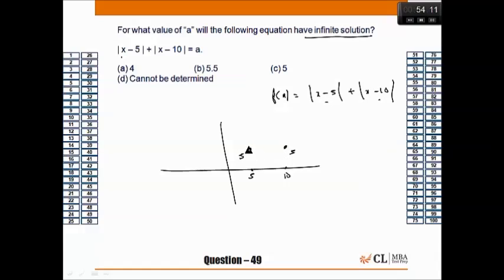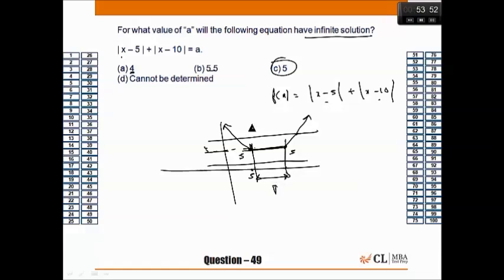The function will take the value 5, so this goes like this, and the function will be this. At a equal to 4 we have no solution. At a equal to 5.5 you will get 2 solutions, and at a equal to 5 you have solutions for all values between 5 and 10. Is it saying integers or real values? No, so infinite would be at a equal to 5. Okay, one more.